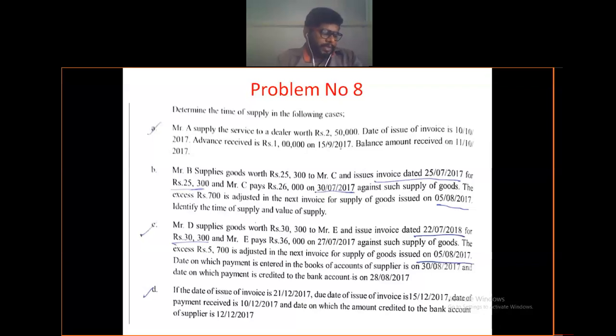Now similarly the second case. What does the second case say? Mr. B supplies goods worth rupees 25,300. Observe the amount, very important. Supplies the goods worth rupees 25,300 to Mr. C. So Mr. B is the supplier, Mr. C is the recipient. And issues invoice dated 25/7/2017. Underline the date. So issue of invoice is 25th July 2017.